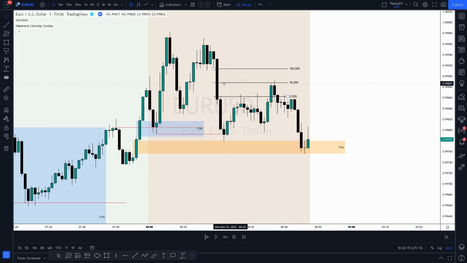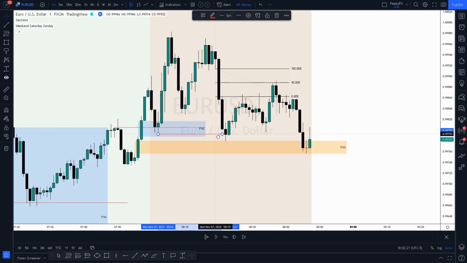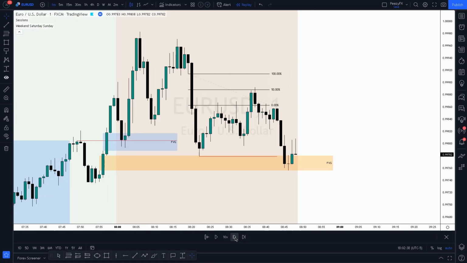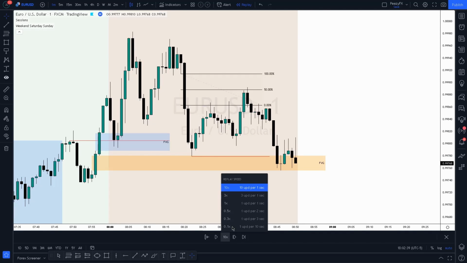Hit consequent encroachment of this sell side imbalance and dropped. We dropped to take out this low and to completely fill in this 1 minute fair value gap here. So I pulled the trigger again as that was happening. And from there, it was history.